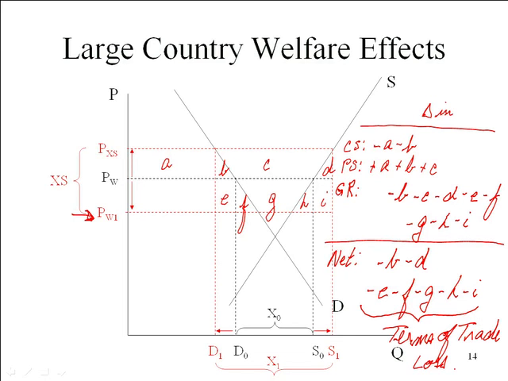For a net importer, consumer surplus is a bigger area than producer surplus. Just the opposite, obviously, for an exporter. So the consumer surplus is going to go up by more than the producer surplus is going to go down. And what you're left with is a terms of trade gain.